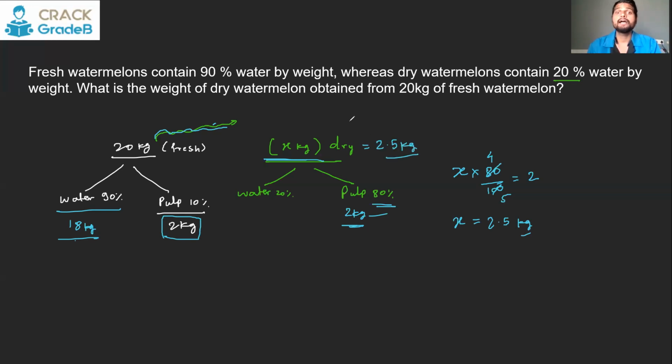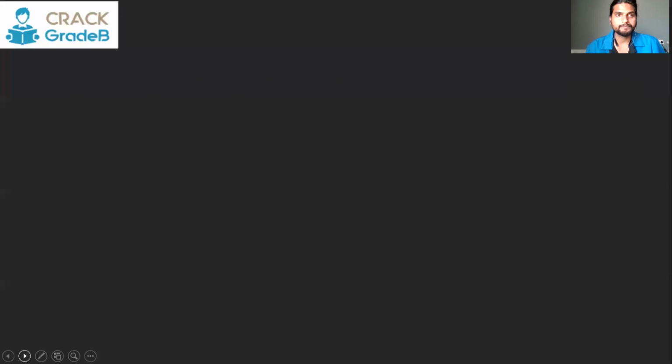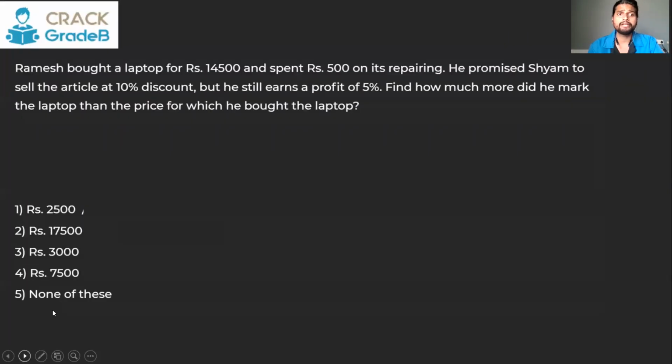They're asking us how much dry watermelon we can obtain out of 20 kg fresh watermelon. So from this 20 kg fresh watermelon, we obtained dry watermelon which is 2.5 kg. Got this? Let's see one more. Okay, now that was about the different questions from the percentage topic. Now we'll see some different questions from profit and loss.